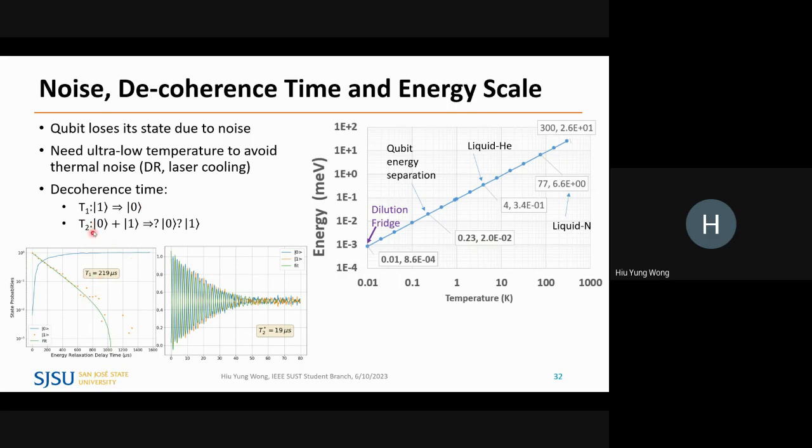Or dephasing time, which is T2. You are in superposition 0 plus 1. But it becomes, I don't know, 0 minus 1 or whatever. Alpha, beta is changed. It's still superposition. But again, this is useless, right? Because we rely on superposition to do computation. So this one is usually shorter. This is only 19 microseconds. Then it means each of the gates better operate within 0.1 microsecond. So I can apply about 100 or 50 gates before it dies, right?